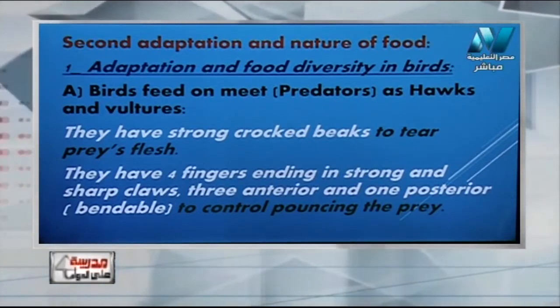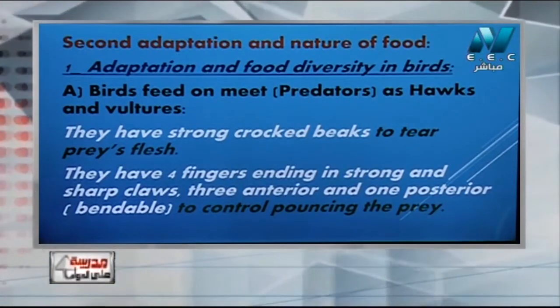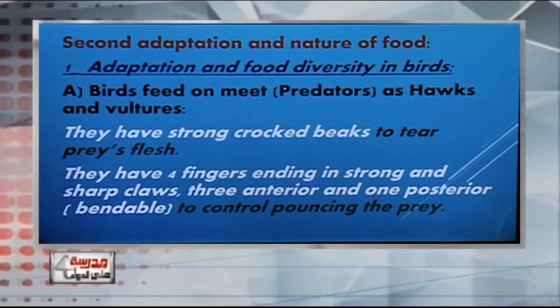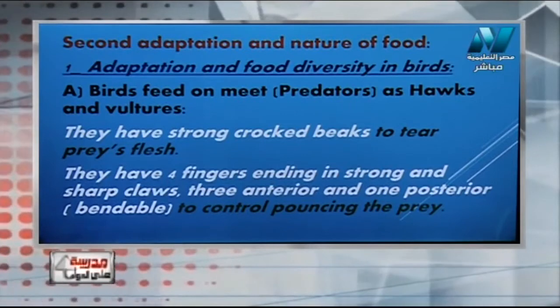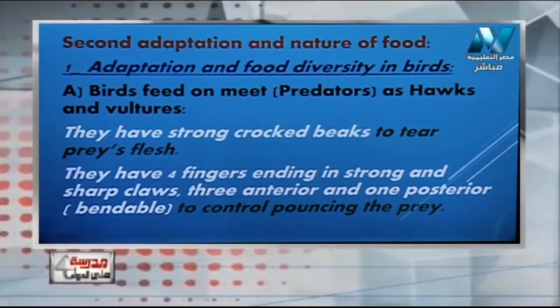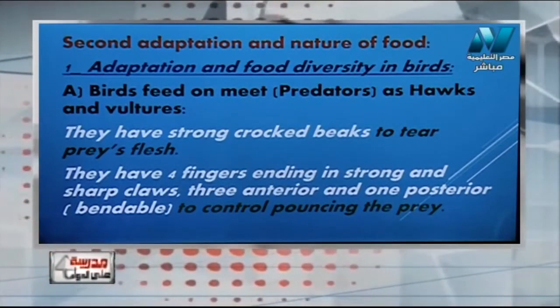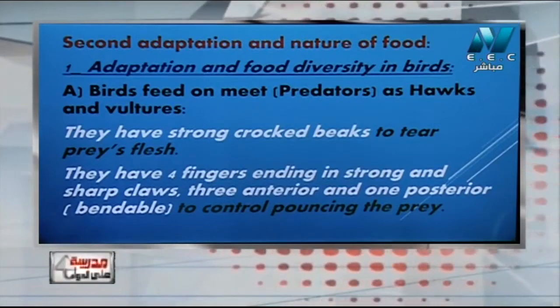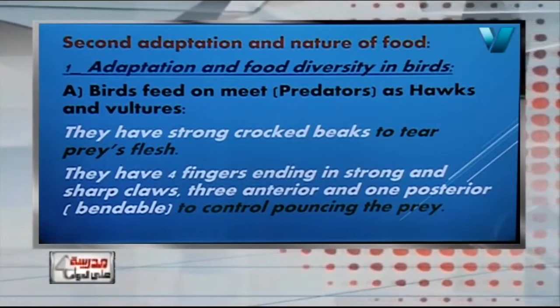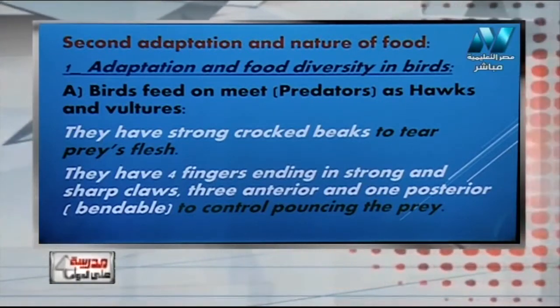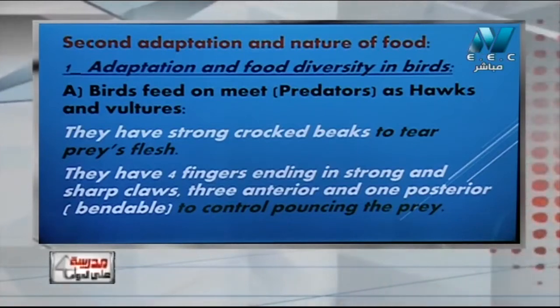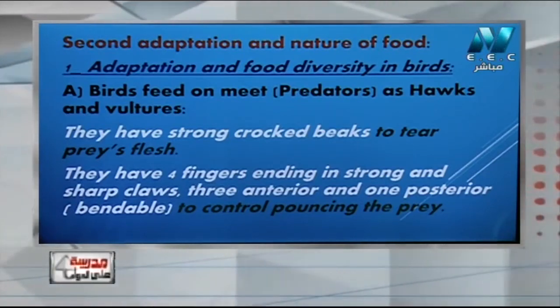Number 1, or number A. Birds feed on meat. They are called predators, as hawks and vultures. They have strong crooked beaks. Why? Give reason. Predators, birds or hawks and vultures have strong crooked beaks. The answer is to tear prey's flesh.